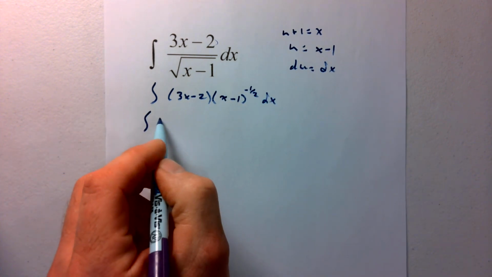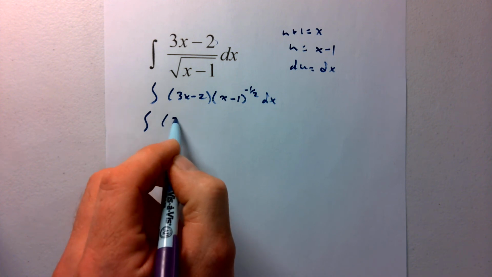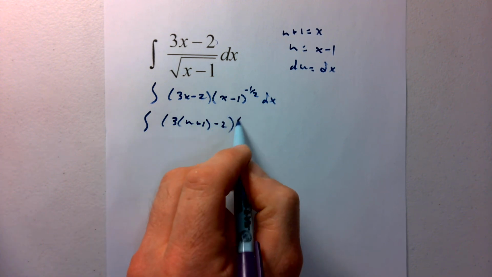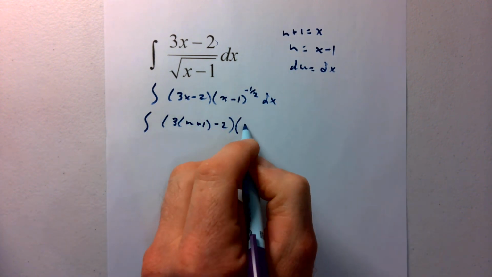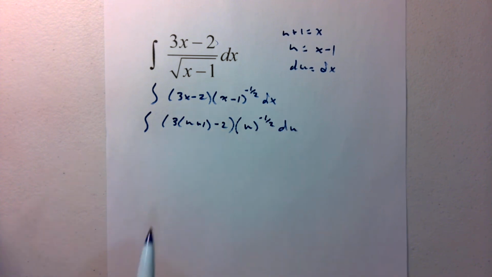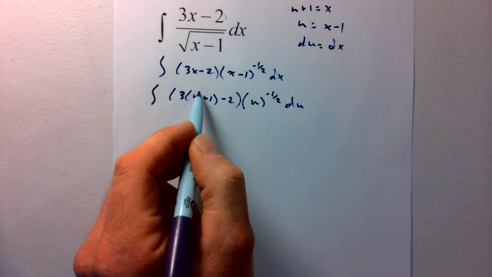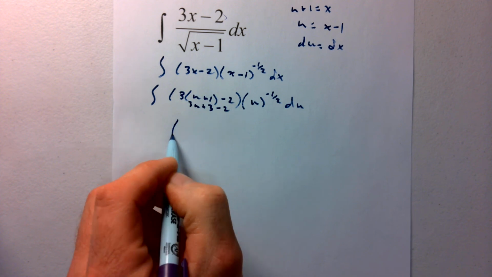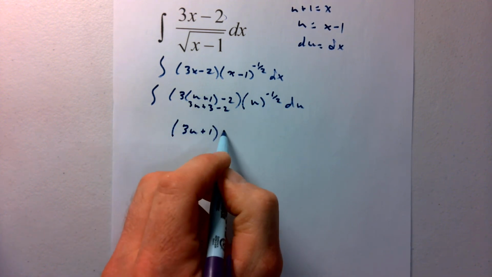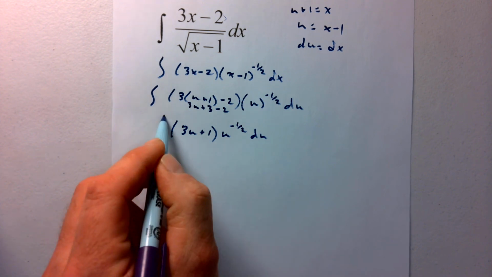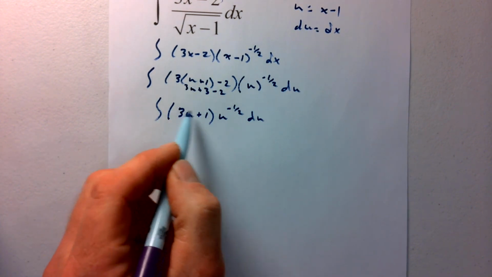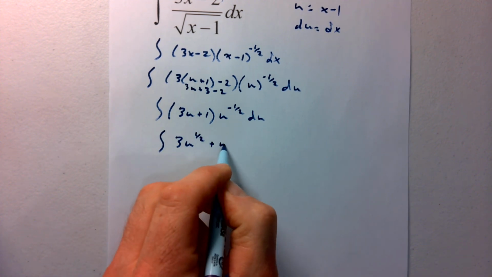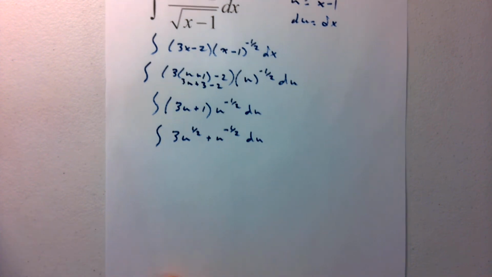So what does my integrand look like? Well, we're going to have that 3, the x becomes u plus 1, minus our 2, times x minus 1 is our u to the negative 1/2 du. We're going to go ahead and multiply this 3 through and clean it up, so that gives us 3u plus 3 minus 2 there. So I get the quantity of 3u plus 1 times u to the negative 1/2 du that we're integrating. Go ahead and multiply your u to the negative 1/2 through, and that gives us 3u to the 1/2 plus u to the negative 1/2 du.